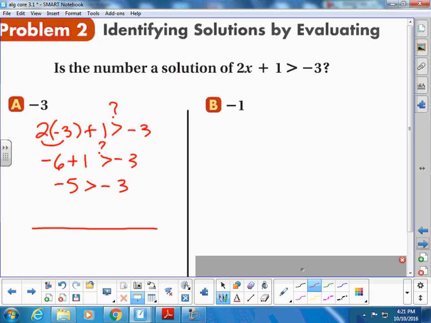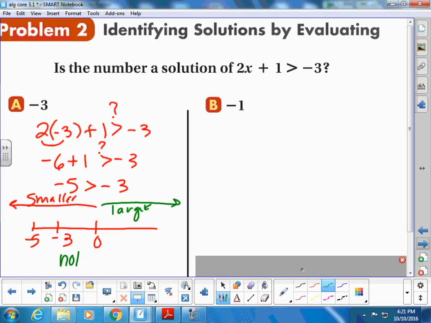And again, think about where it is on a number line. Here's 0, here's -3, here's -5. The numbers get smaller as you go to the left, and they get larger as you go to the right. So is -5 greater than -3? No, it's smaller. So is it a solution? Not a solution.